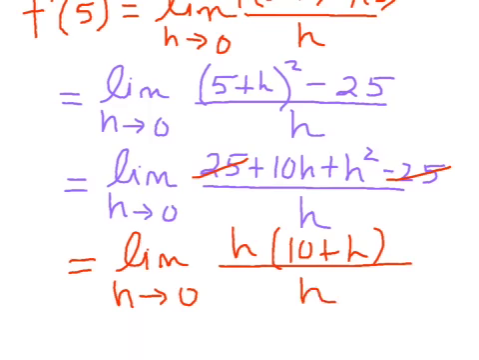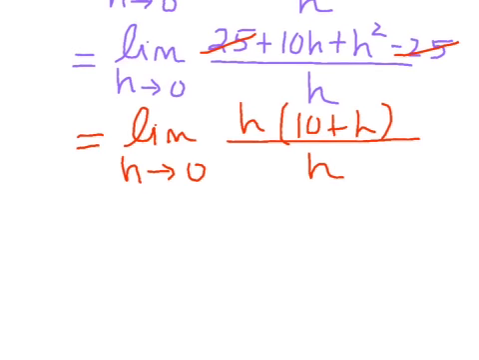And what's great about this result is that we can do some canceling. I guess I'll have to cancel in a different color. These h's go, and the reason why they go is because they're forming a hole in the graph. If we were to take this expression with the h's in it, we would get a picture of a line. We would get the line 10 plus h, but it would have a hole in it at h equals 0 because of those two factors.